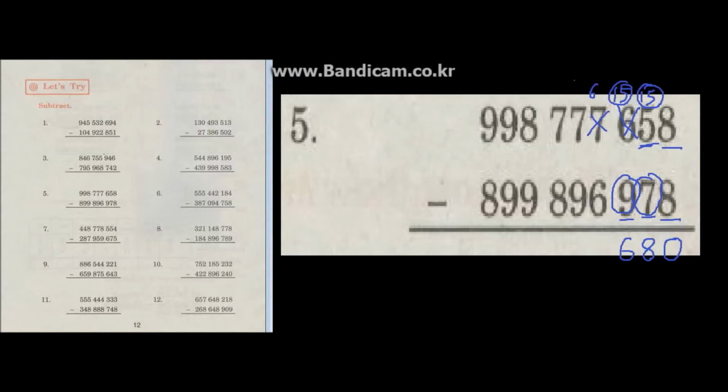Now let's go to the next column. Well, this one is easy. The minuend value 6, subtrahend value 6. The value is the same. There's no difference. We write 0.